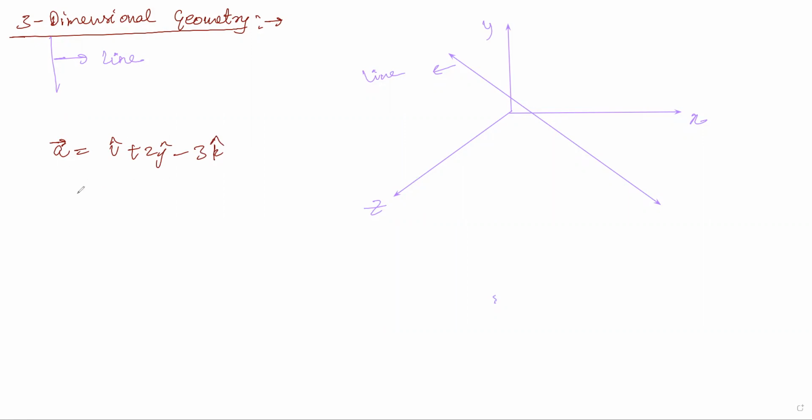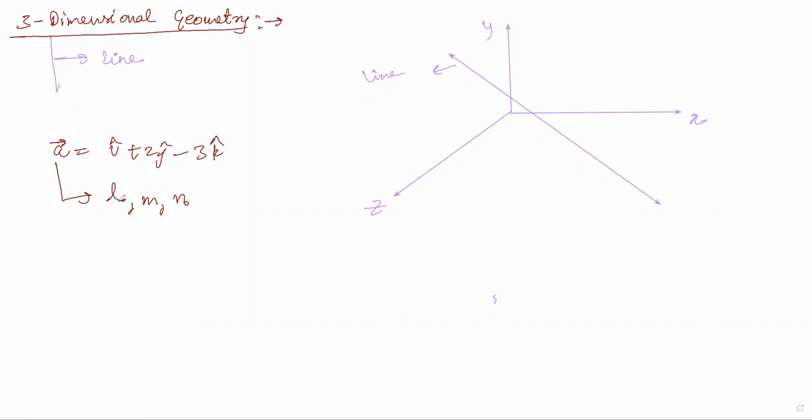1, 2, and minus 3. Yeah, 1, 2, and minus 3, right? And if you talk about the DCs of this A, which are l, m, and n, they must have some value. Can you find out l, m, n? l is equal to a by root of a square plus b square plus c square. m is equal to b by root of the same. And n is equal to c by root of the same.